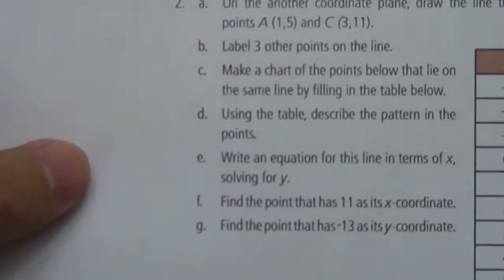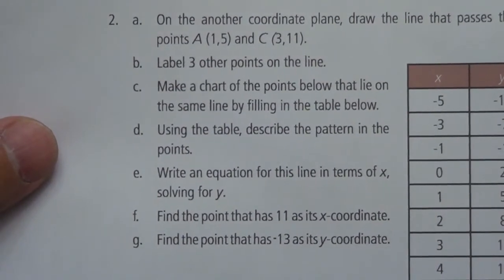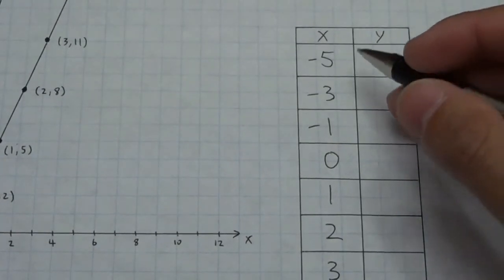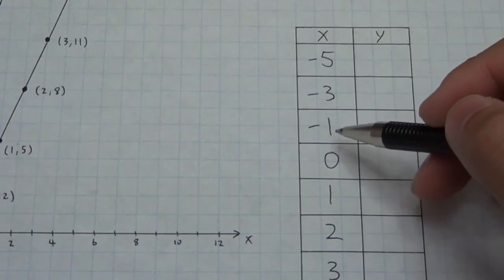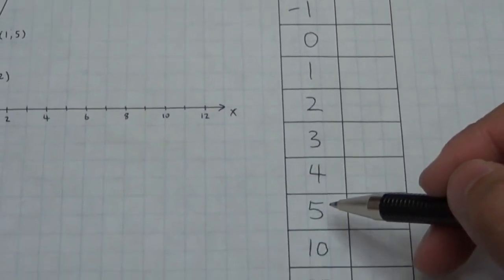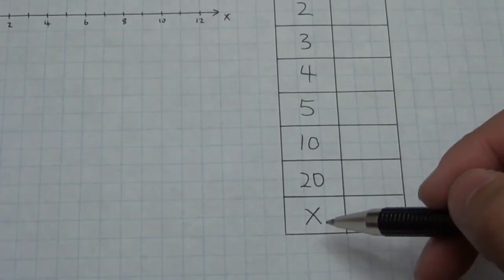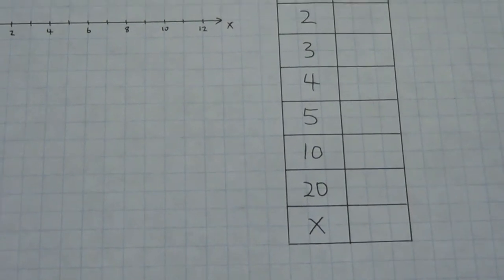Alright, 2c, it wants us to make a chart or a table of all the points that lie on that line. So I have my table right here. It starts with -5, then -3, -1, and then kind of goes in sequence all the way to 5, and then we got 10, 20, and then in general, if it's x, what would y be? Alright, so that's when we come up with the equation or the function for the line.